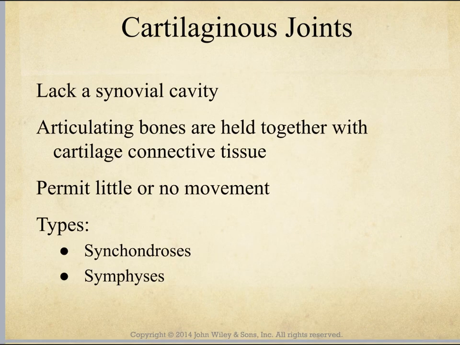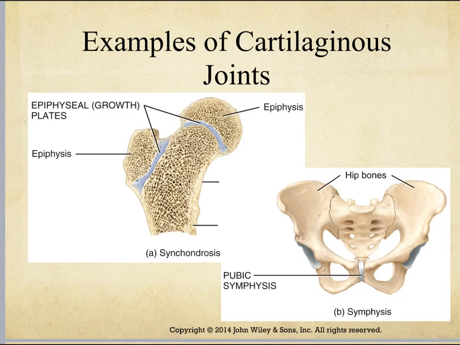Next are our cartilaginous joints. Again, because they're not synovial joints, these also lack a synovial cavity. Articulating bones are held together with cartilage connective tissue. They are going to provide little to no movement. Types are synchondrosis and symphysis. Here are some examples of cartilaginous joints. On the lower right, we have our pubic symphysis, that fibrocartilaginous pad that connects the two pubic bones, and our epiphyseal plates for synchondrosis.